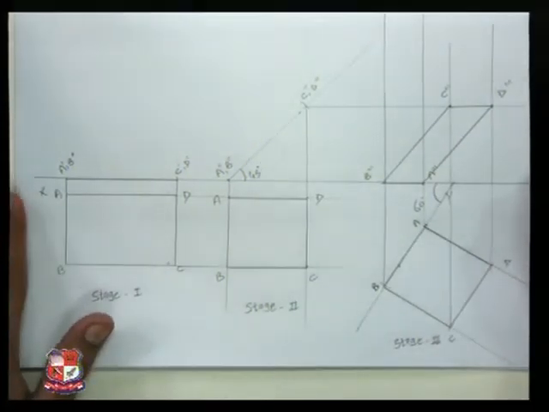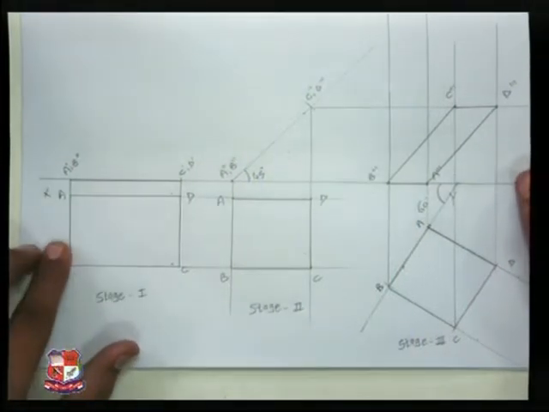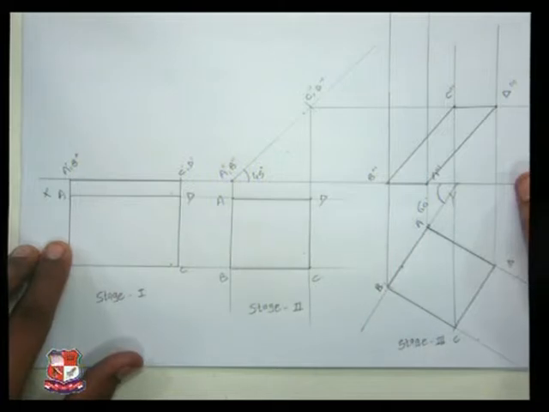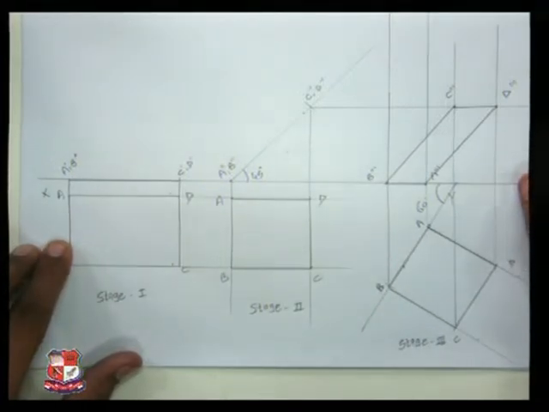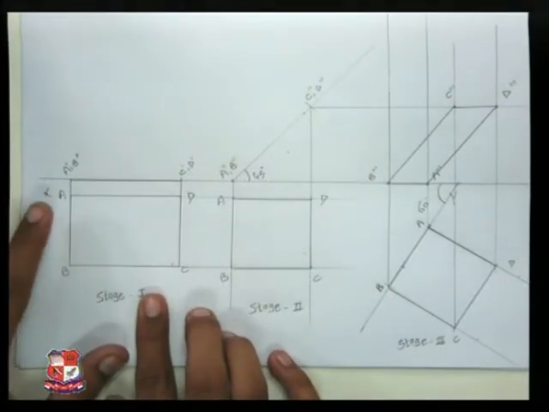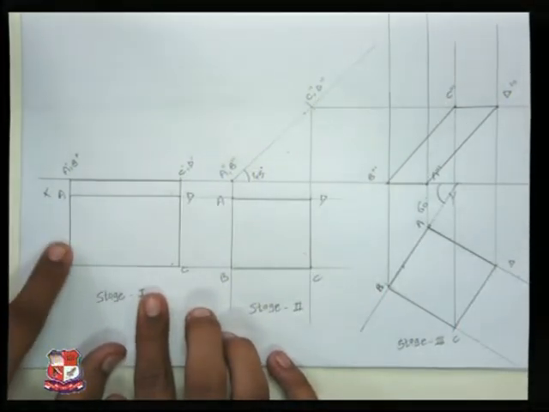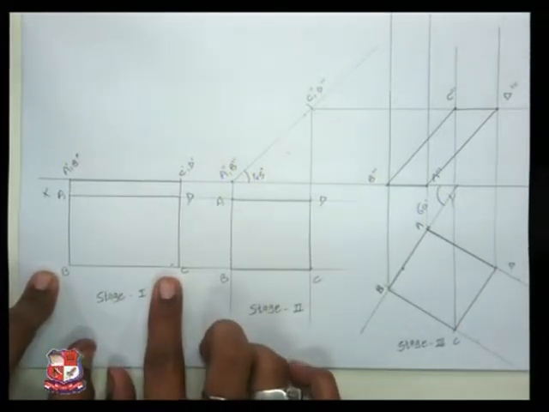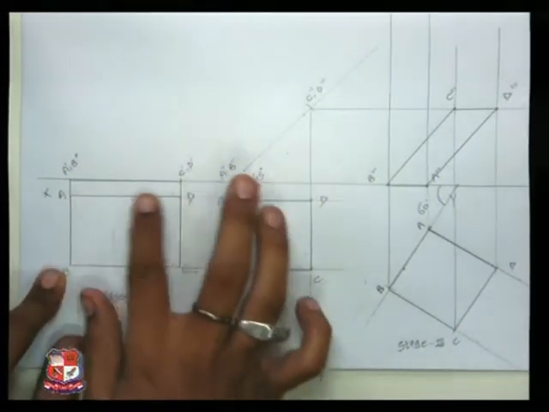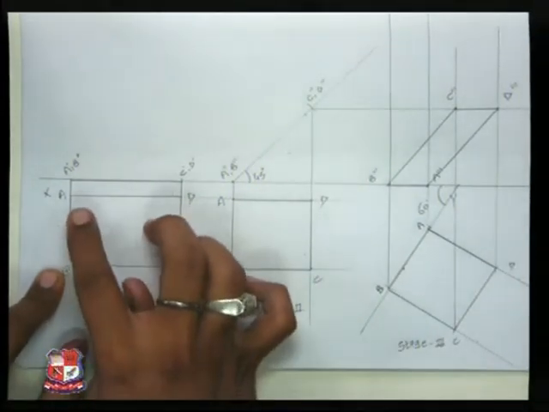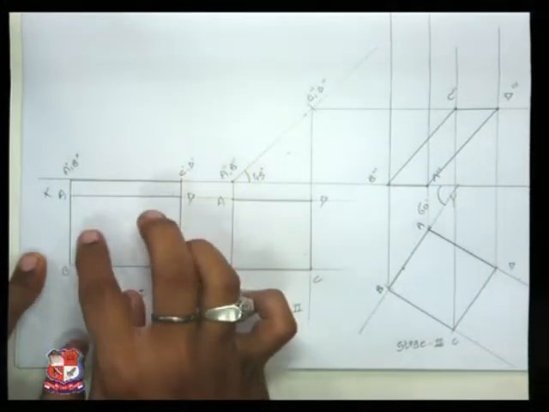I will repeat this problem for you. In the problem we have been given that we need to draw the projections of a 40 by 60 rectangular plate. I have drawn the 40 by 60 rectangle first of all. 40 is the shorter side, AB, perpendicular to that a 60 mm long line is BC, and that's how I have made the rectangle. Name it ABCD.